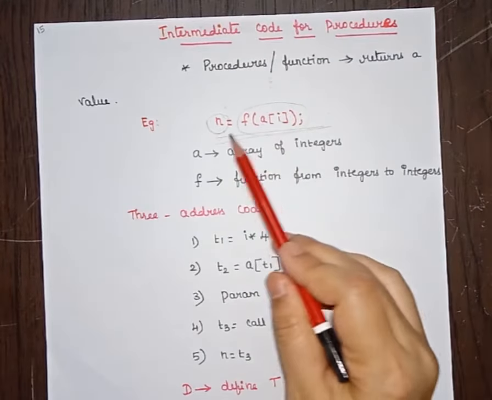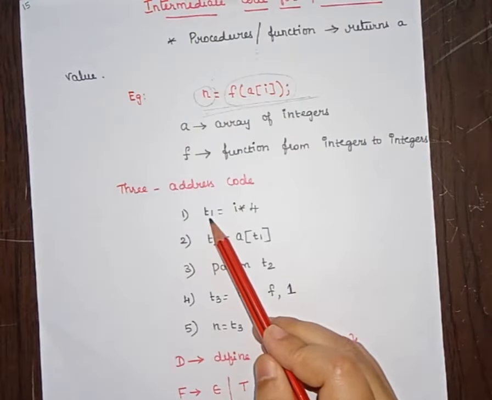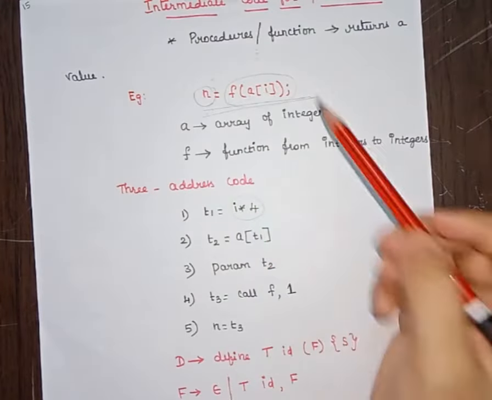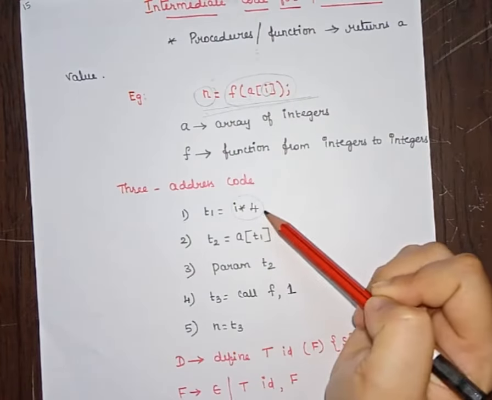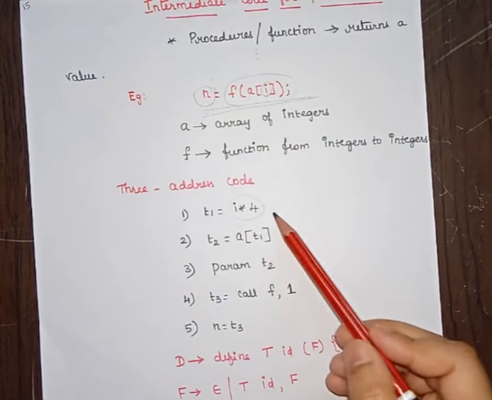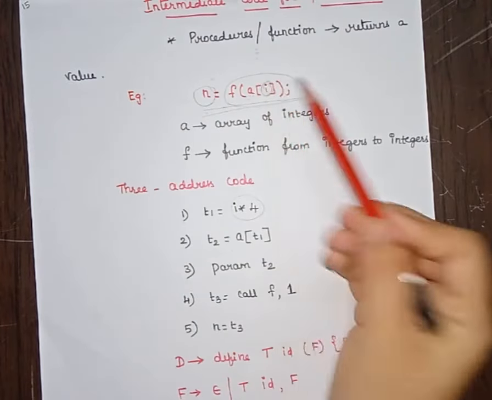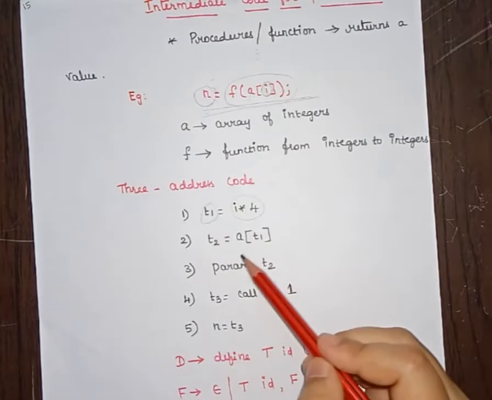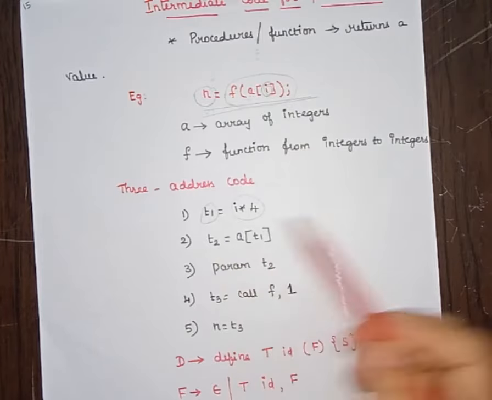So the 3 address code for this can be written like this. In the first instruction we have t1 is equal to i star 4. Here we just calculated the value of i, which can be used as an index value for this array a. Then in the second instruction, t2 is equal to a of t1, because for this i we calculated i star 4 and that is stored in t1. So here we have a of t1, that is array of t1, which is in t2 now.